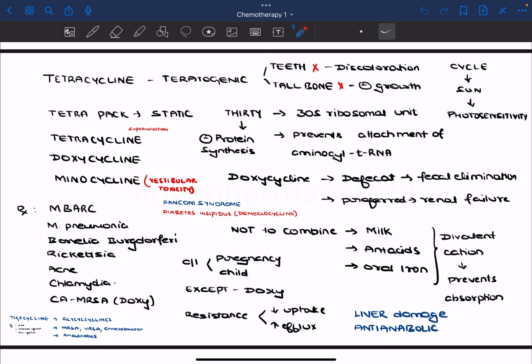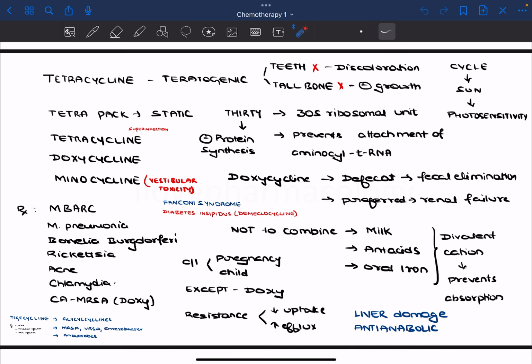So anti-anabolic effect. So what are the side effects that can be encountered with tetracycline? It can cause photosensitivity reaction, superinfection because of their broad spectrum of activity, vestibular toxicity due to minocycline, Fanconi syndrome in case of expired tetracycline usage, and diabetes insipidus in case of demeclocycline. And also tetracycline can cause liver damage and the anti-anabolic effect.